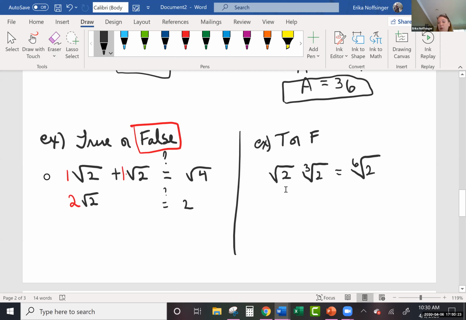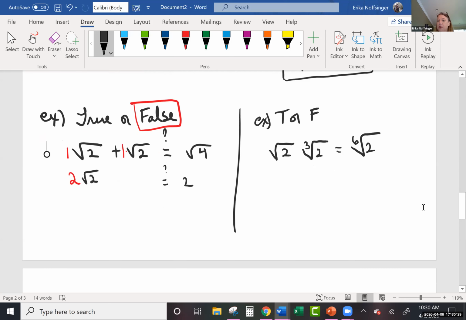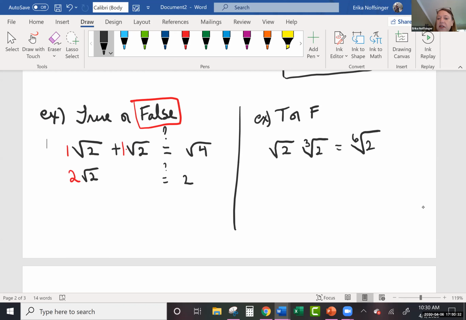And the way that we went around that was we would rewrite these without the radicals. We would rewrite them with exponents. And so how could I rewrite the square root? That's the same thing as 2 to what power? So the index, which is not shown, is 2. That's my denominator. And this is raised to the power of 1. So that's my numerator.